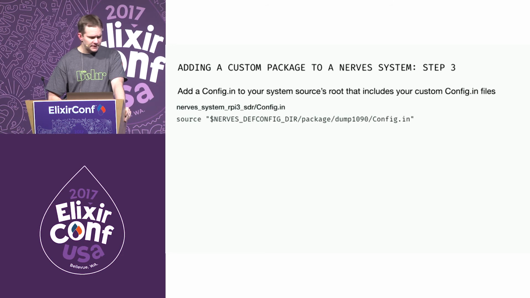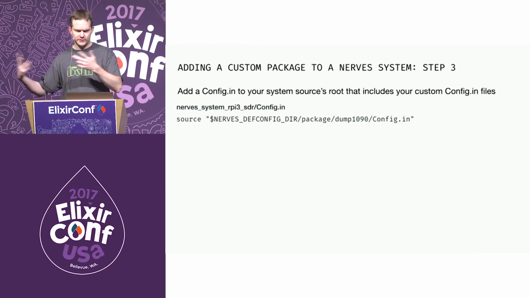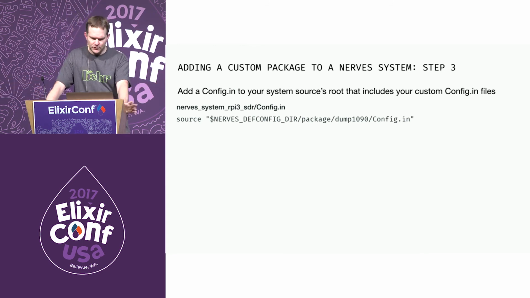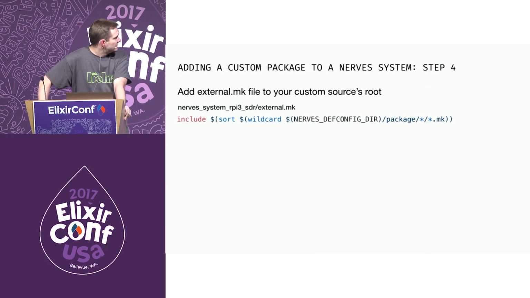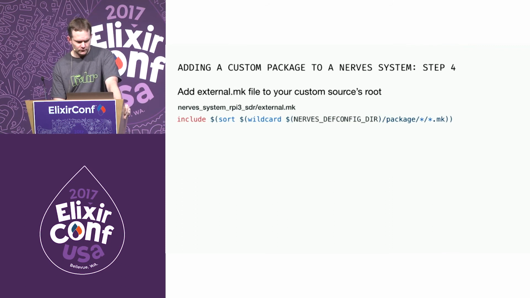The third step is you have to add a Config.in to the root of your custom system, and all this is going to do is just include your other Config.in. I don't know why. And the fourth step is similar to the previous step, where we have to include the makefile that we wrote. And we have to do that from the top level directory. I think it's because of the way that Nerves is set up with using nerves_system_br underneath. I'm not sure.